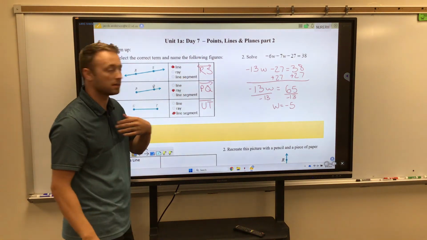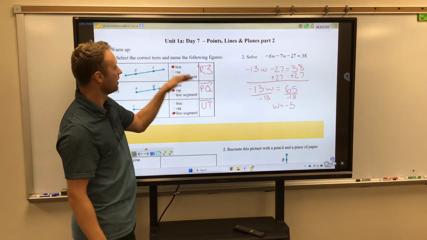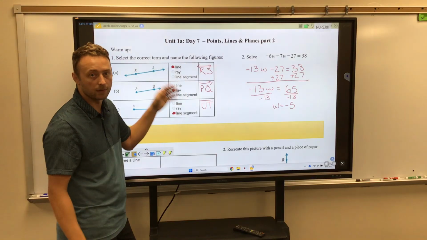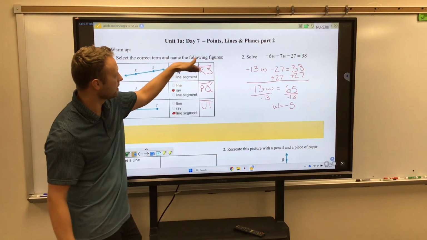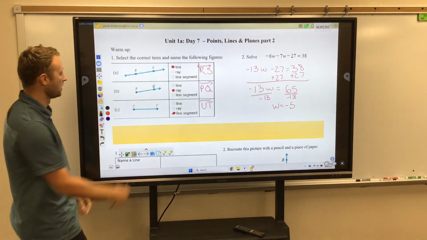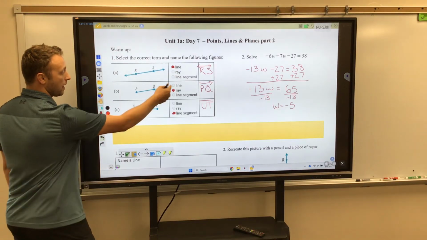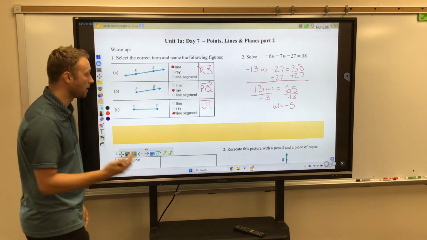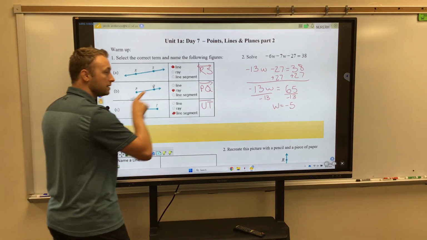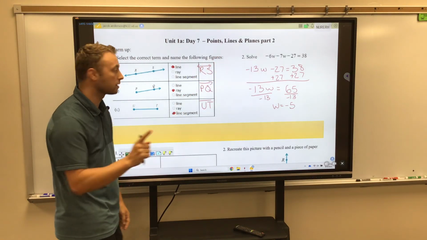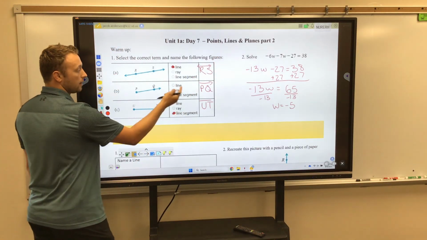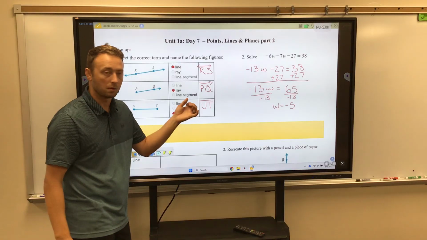You always say what the symbol is on top first, and then whatever's under it, that's how you'll read it. So I would call that line RS. And it's a line. It's got arrows. For the next one, I've got a ray. Now, how do I know it's a ray? We've got a starting point, and then it doesn't end going in one direction. So that's a ray.